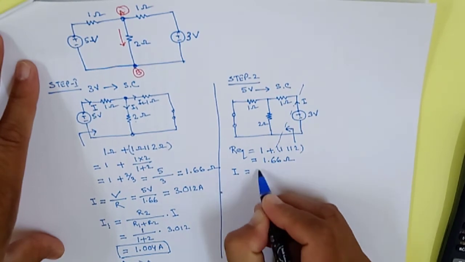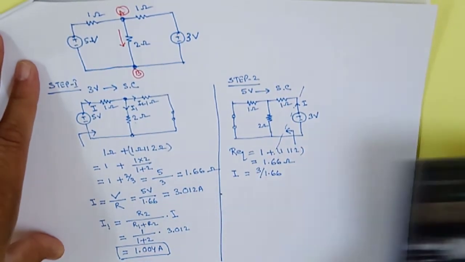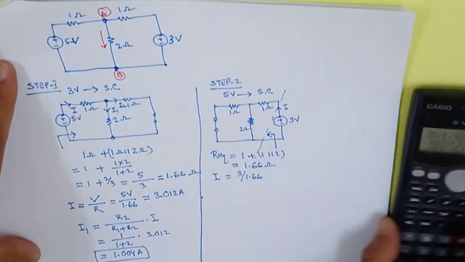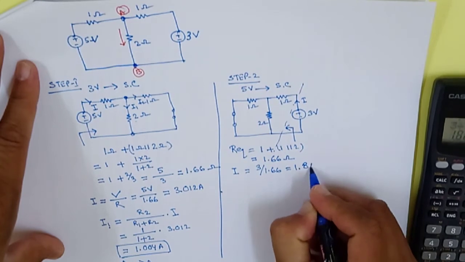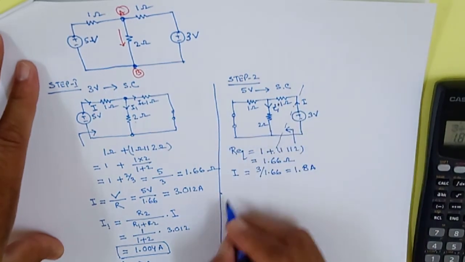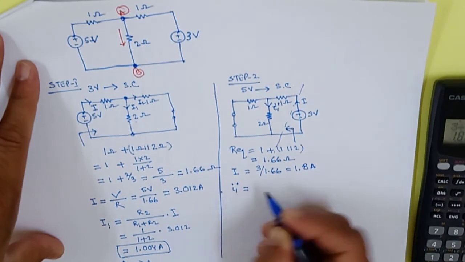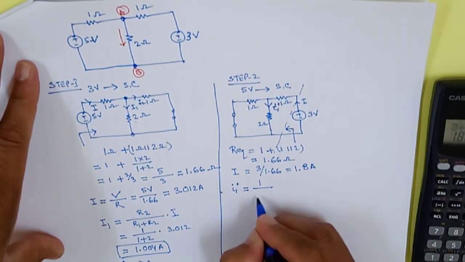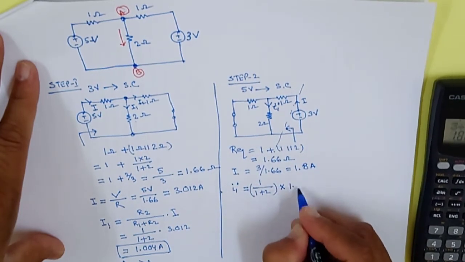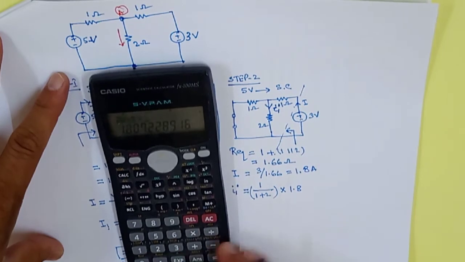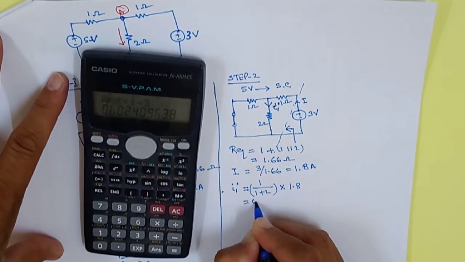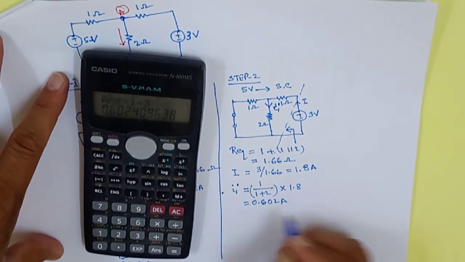So your current I equal to 3 divided by 1.66. So calculate 3 divided by 1.66, that is equal to 1.8 ampere. Now we have to calculate this current, I1 star. So for I1 star, same, 1 divided by 1 plus 2. Why? Because for the current divider law, into how much? The main current, 1.8. So calculate this one, 1.8 into 1 divided by 3. So you will get 0.602 ampere.